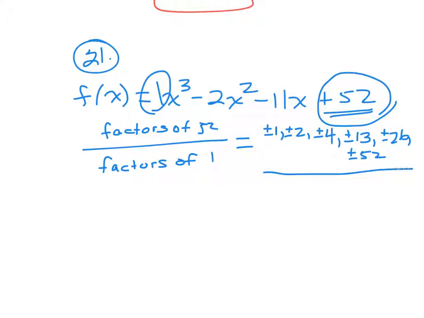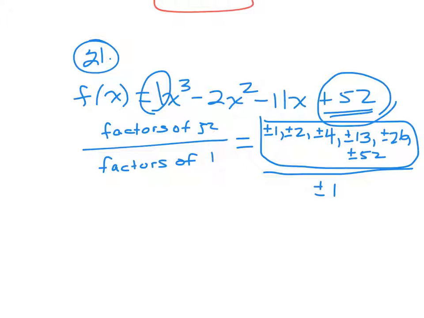Now, the factors of 1 are just plus or minus 1. So when I take the factors of 52 and put them over the factors of 1, all it does is generate the factors of 52, which would be this list here. Okay, so that's the first part of the problem. Find all the possible rational zeros.